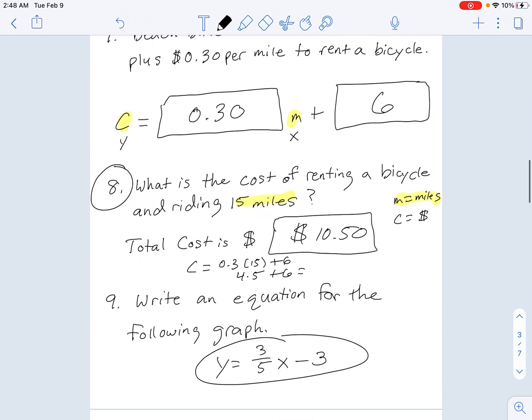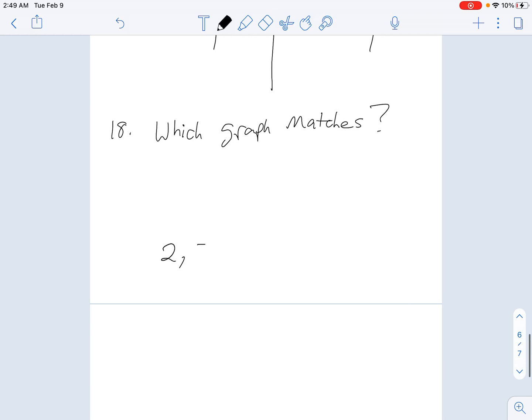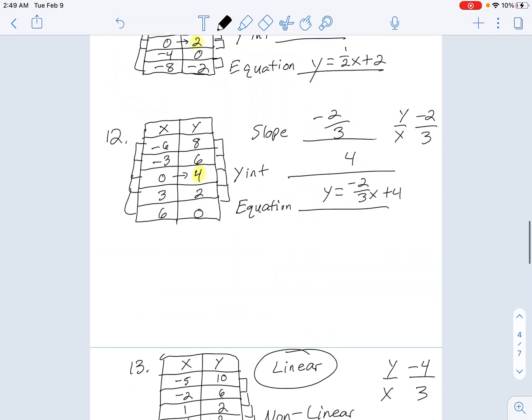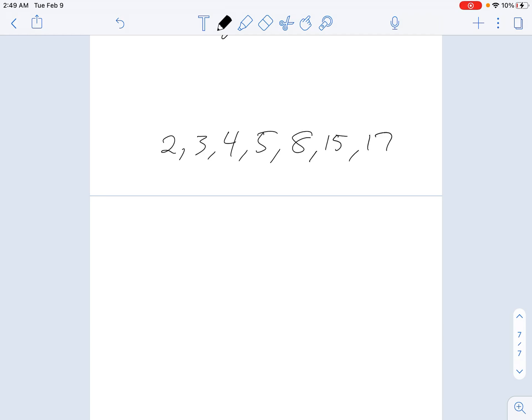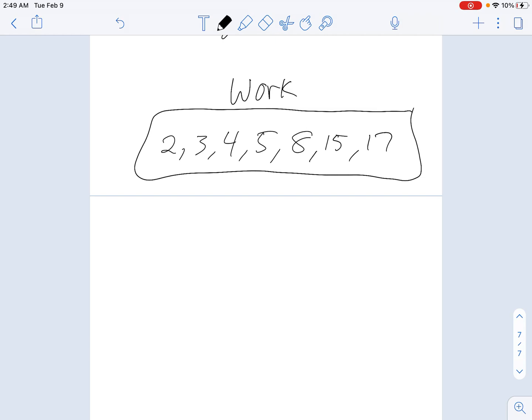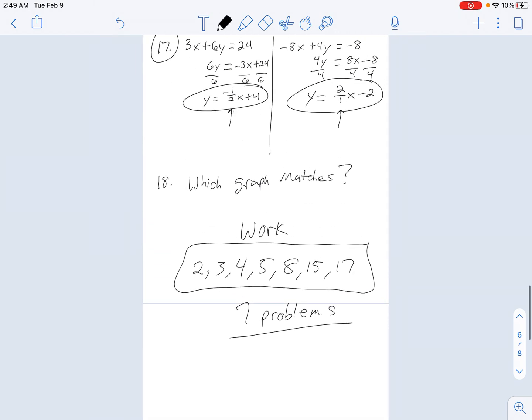So if you want me to write down all the numbers again: 2, 3, 4, 5, 8, for sure, 15 and 17. I should see work on these problems on the test, 100% for sure. That's 1, 2, 3, 4, 5, 6, 7 problems on the test that I should see work on that will be graded for points.